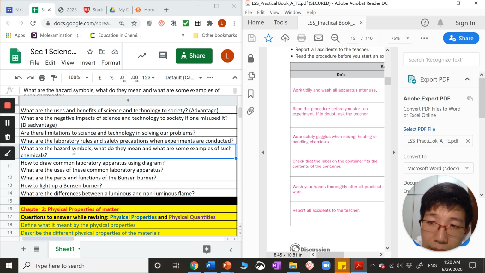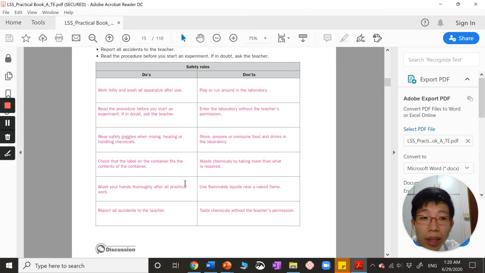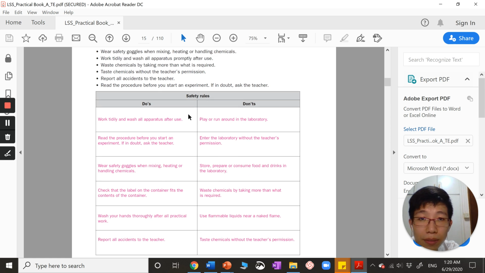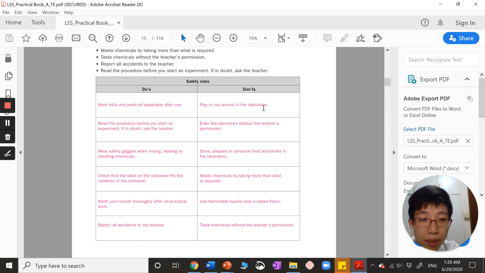Okay, so the lab safety rules and precautions are mostly found inside your practical book. That's why sometimes I bring you all to the lab to do some experiments. And some of the things that we do in the lab are also considered essentials of your learning. So the safety rules, what are the do's and don'ts?